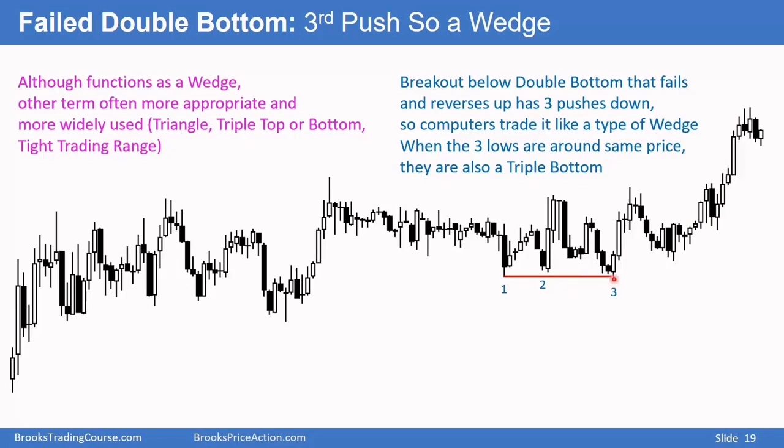double bottom that reverses up is a type of wedge because it's 3 pushes down and all 3 reversed up. The same here. We have a double bottom, and then we have a bear breakout, and it reversed up, and it reversed up a second time. I would not call it a wedge. I would call it a double bottom with a failed breakout. However, it is a type of wedge. 3 pushes down, all 3 reversing.